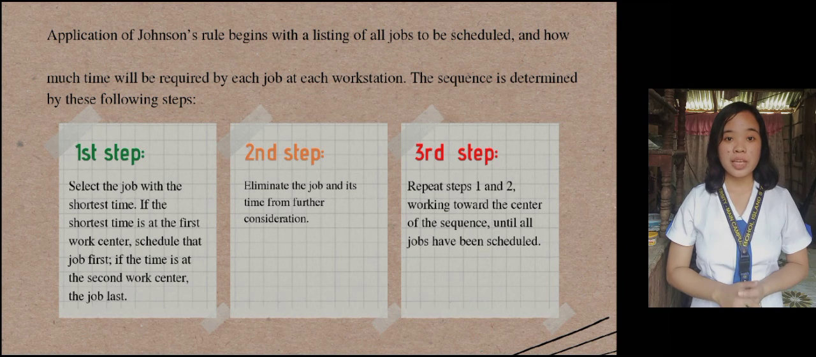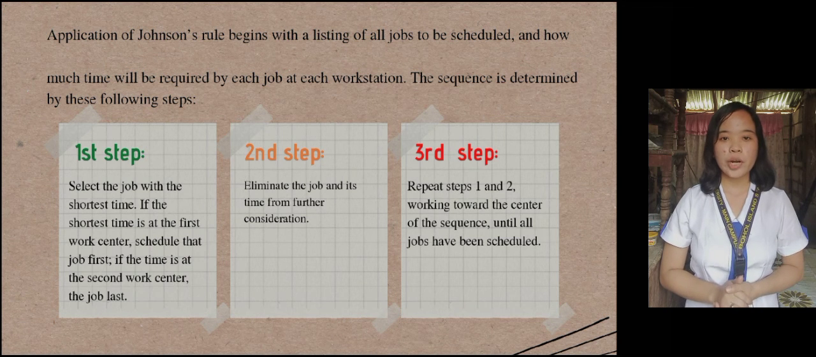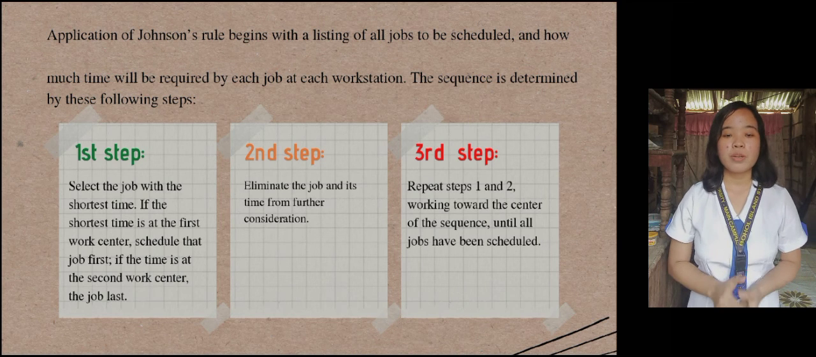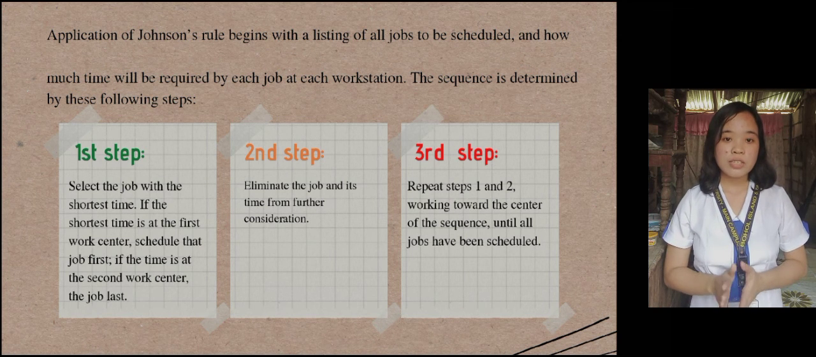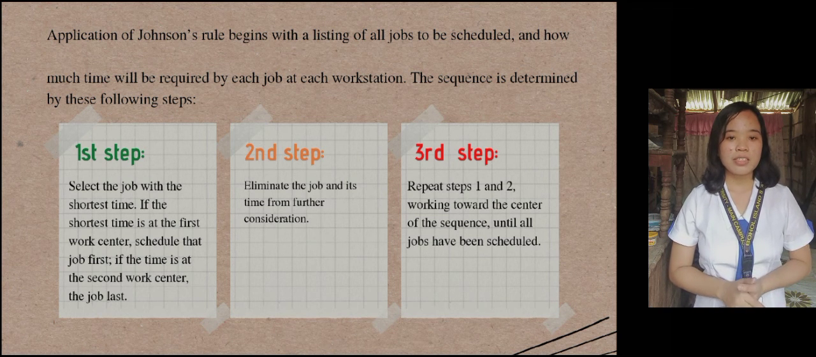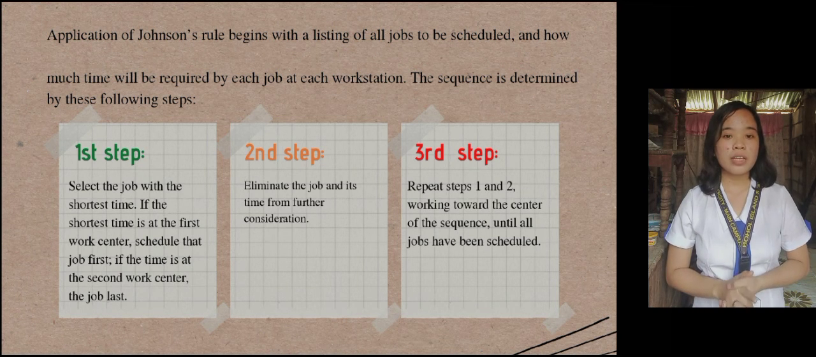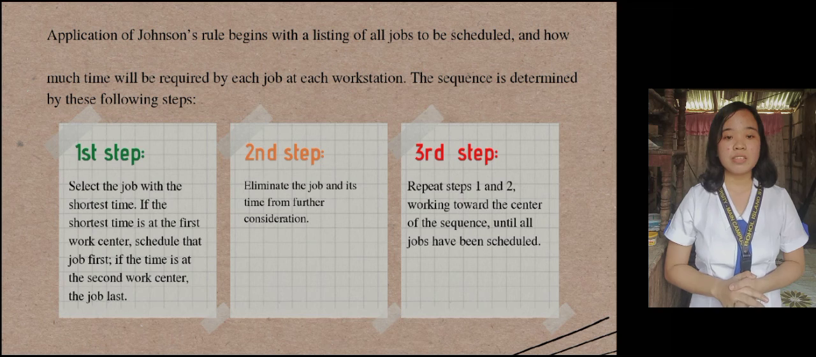Application of Johnson's rule begins with a listing of all jobs to be scheduled and how much time will be required by each job at each workstation. The sequence is determined by the following steps. First, select the job with the shortest time. If the shortest time is at the first work center, schedule that job first. If the time is at the second work center, schedule the job last. Second, eliminate the job and its time from further consideration. And last, repeat steps 1 and 2, working toward the center of the sequence until all jobs have been scheduled.